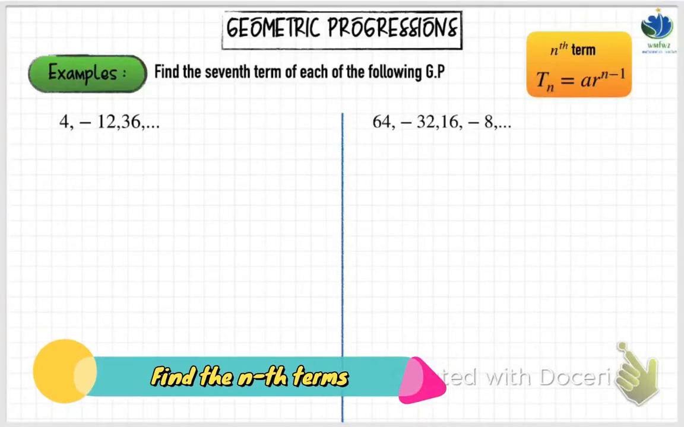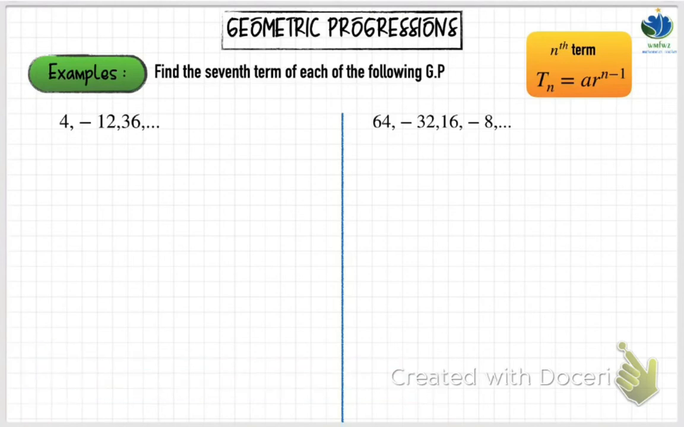So here, before you use this formula, better you list down what is your A and find what is your R. Okay, now what is your A? 4. R? Negative 12 divided by, sorry, not minus. So negative 3. What is your N? From the question, find the 7th term. So N is 7.